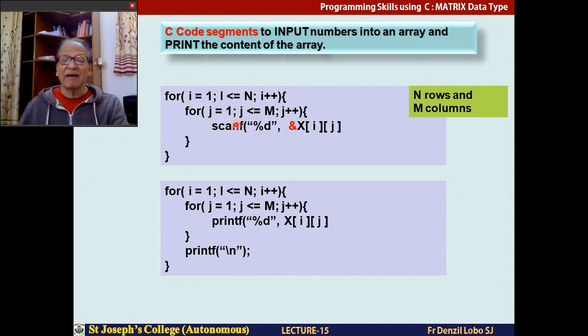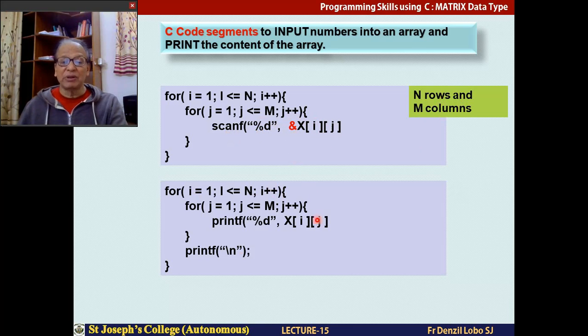Then scanf. Please remember, only one percentage sign, not 2 percentages. Some people think that since i and j are there, there should be 2. No, i and j are just the indices for the rows and the columns. So you are entering one number, therefore it has to be one. And don't forget to write the ampersand here, because you are entering numbers into this matrix of n rows and m columns.